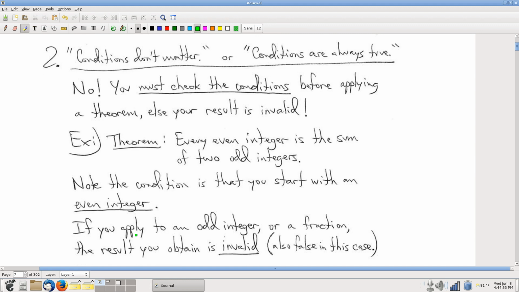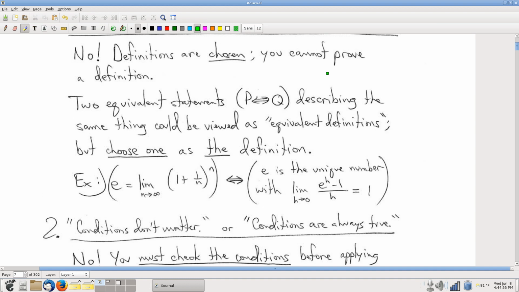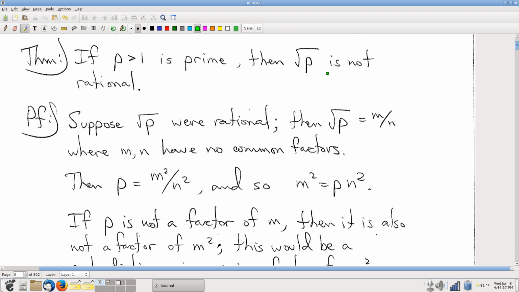Second misconception. Now, I have to admit I've never actually heard students say this, but I see students acting as if they believe that conditions don't matter, or you don't have to bother checking conditions, or, well, they're always true, why would I bother? I mean, certainly you see students very often simply glossing right over conditions on a theorem. Well, that's absolutely not okay.